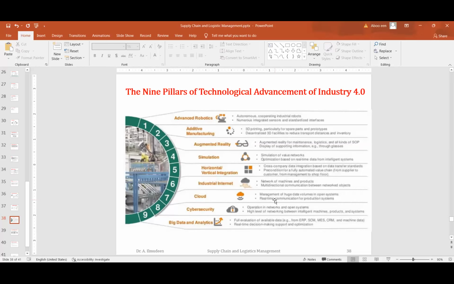In recent days, there are various computer attacks, cyber criminal activities, and cyber terrorism. So they are safe from these cyber criminal activities. The cloud computing environment is giving many facilities for Industry 4.0: management of huge data volumes in open systems, and real-time communication for production systems. From one manufacturing production plant to another, they can easily communicate, and they can access the required data and information from the cloud environment.